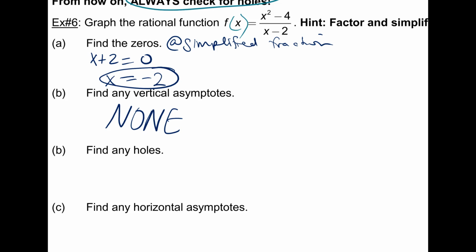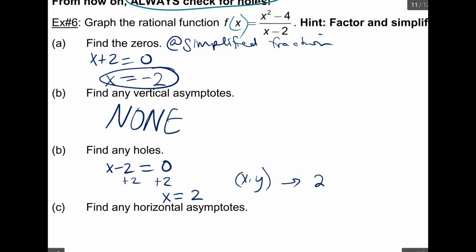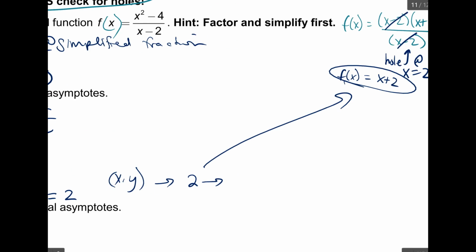So I'm starting off slow with the hole. All right, find any holes. We already said the x minus 2 factor had canceled out on top and bottom. So that means our hole was at x equals 2. What's the x comma y coordinate of the hole? We know what the x value is, 2. So how would I find the y value? Plug it in to my simplified fraction. So 2 plus 2 is 4. So the coordinate of my hole is 2 comma 4.